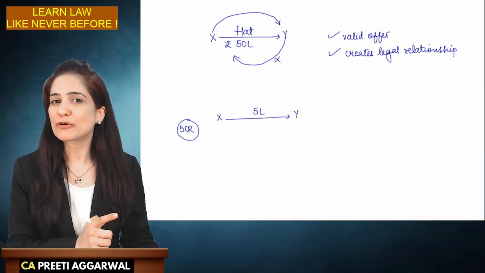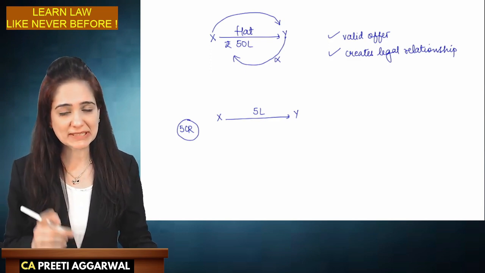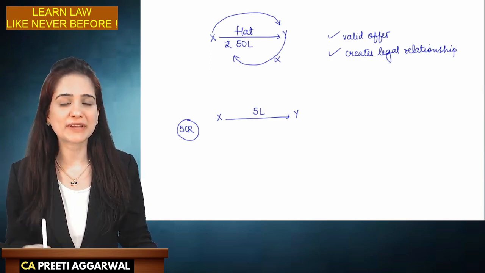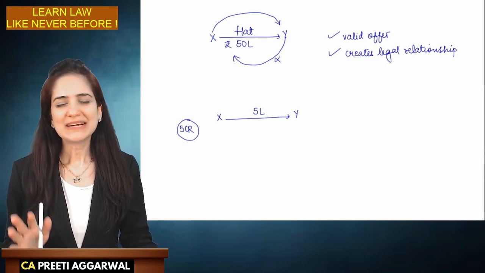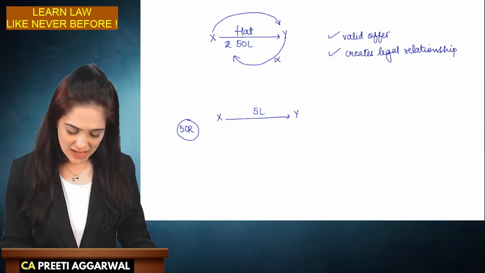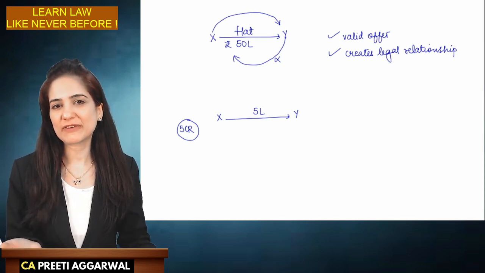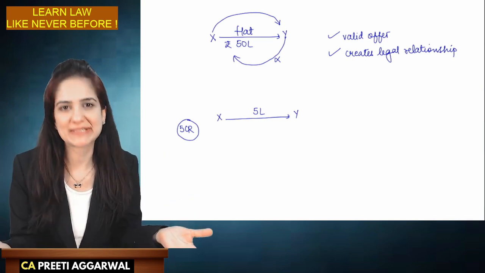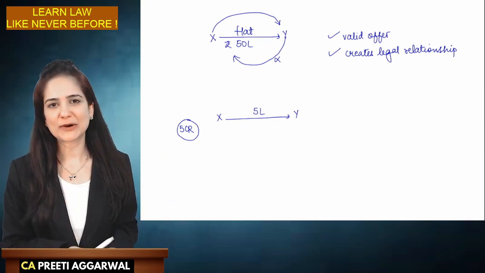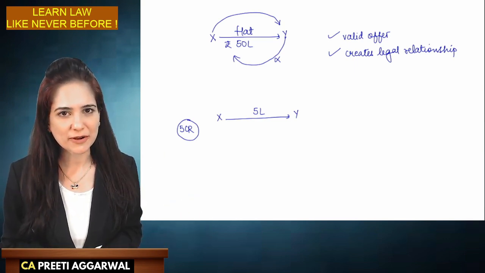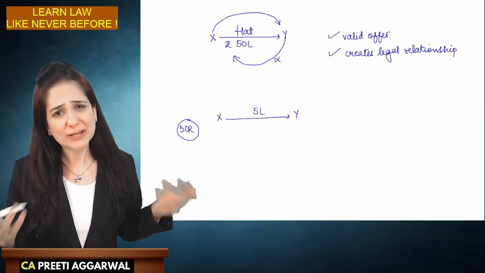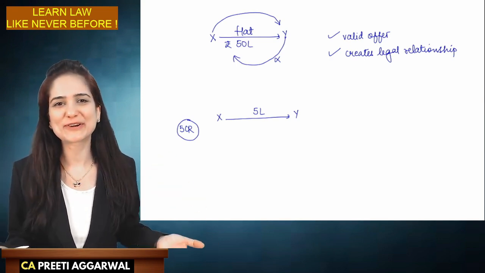Is this a valid offer? Is it a valid acceptance? Will this create a valid contract? This is not a valid acceptance. X did not give an offer with the intention that it should be accepted. And yes, they are of unsound mind. Again, it will not create a valid contract. But it was given very casually. That is not a valid offer.